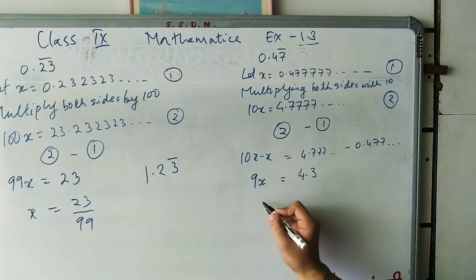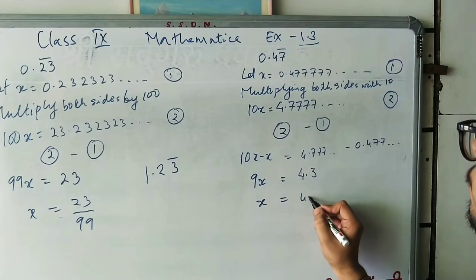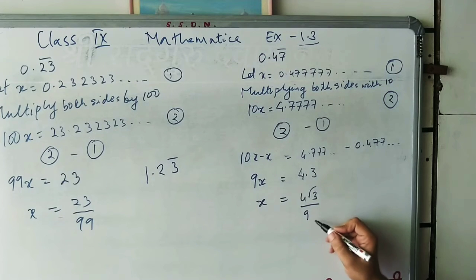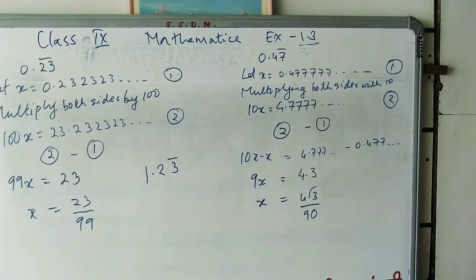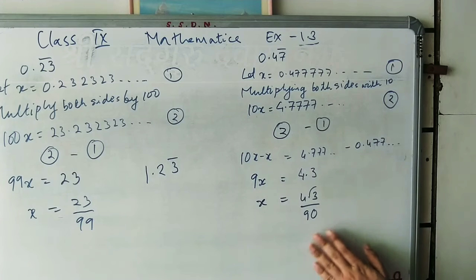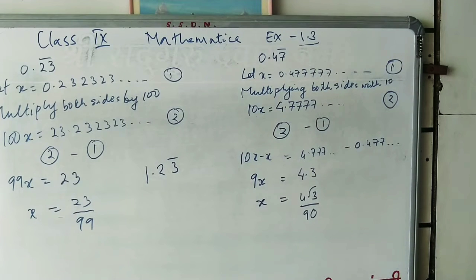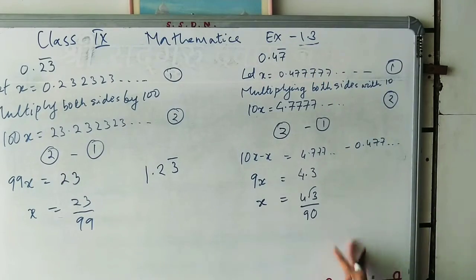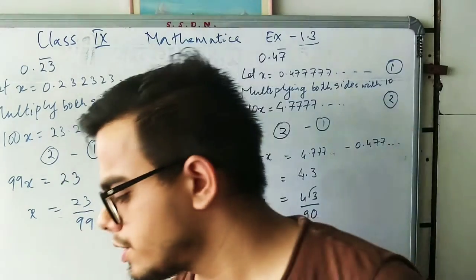Now what would be x? x would be equal to 4.3 by 9. Removing this point, we would get 43 upon 90. So this is our answer, and we have represented this number as p upon q. Let us see one more question.